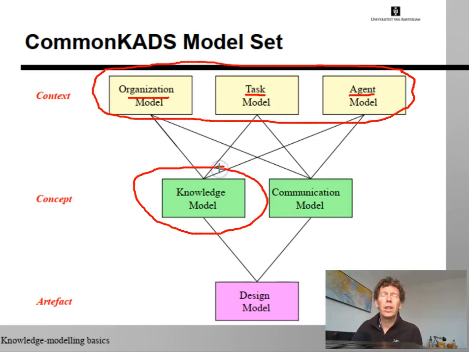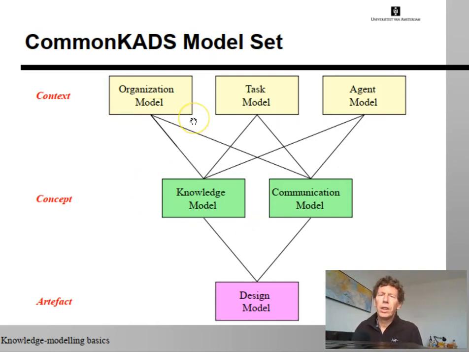So the knowledge model is really the most central element in the CommonKADS model set. And you will spend in your project most of your time filling in the details of the knowledge model, because the knowledge model is really a crucial bridge between these very abstract models at the top and the very concrete design model and implementation that we are ultimately after. So this knowledge model is really a key central switch.